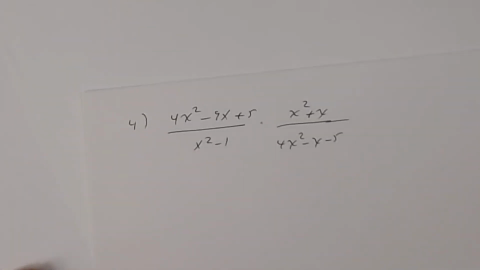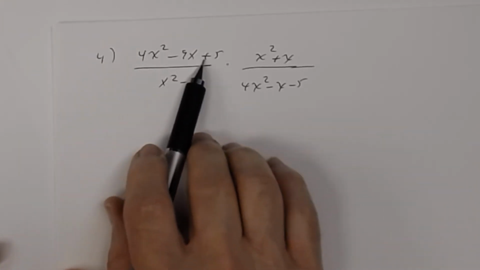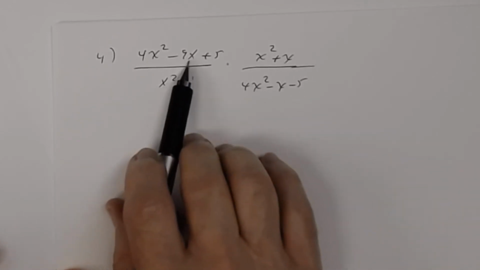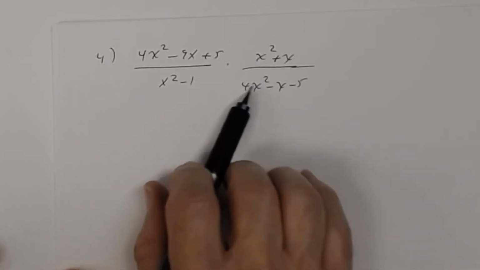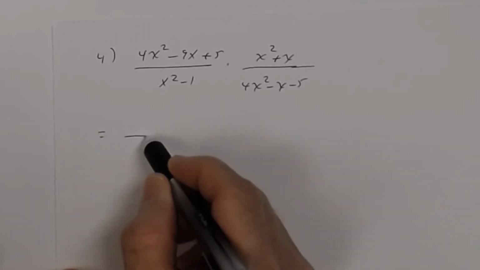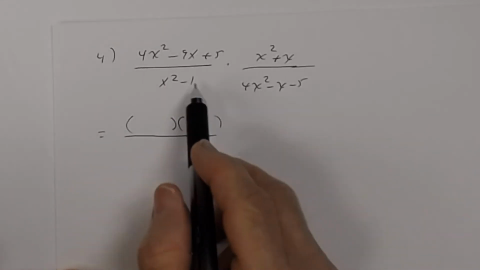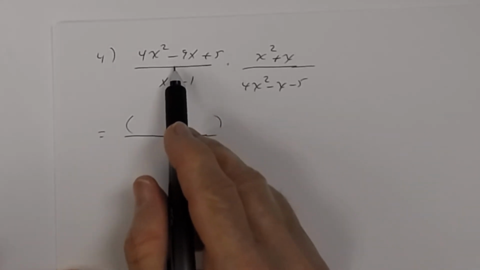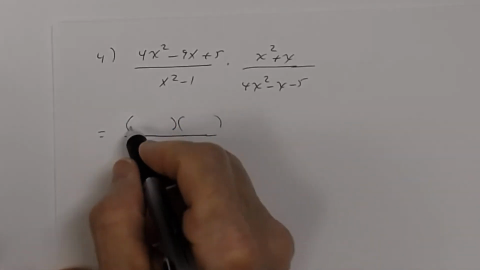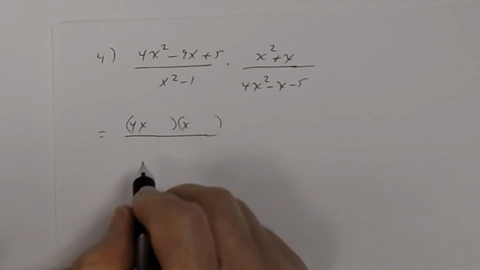Okay, so number 4, we have this. Notice that in all these cases, the GCF is 1, for the polynomials in the numerators and the polynomials in the denominators. So I'm going to go directly to factoring as two binomials, at least for the first one. The only way to factor this one is to say 4x and x. 2x and 2x won't work. You've got to say 4x and x.